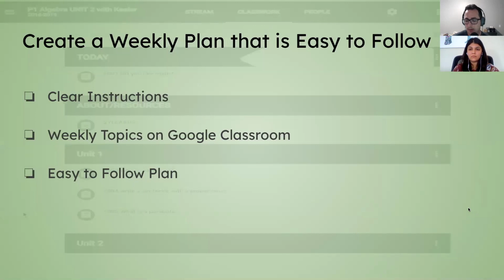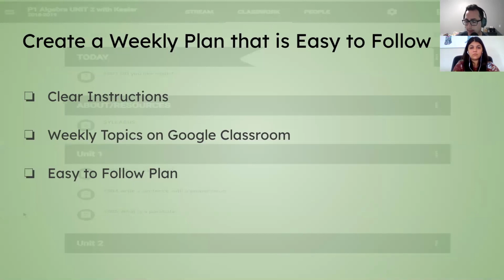Okay, so now we're going to be talking about creating a weekly plan that's easy to follow. If we were doing more traditional distance learning, this would be something that we could do. We would make sure that we have a plan, whether it be weekly, monthly, daily, just to make sure that the plans are easy to follow.